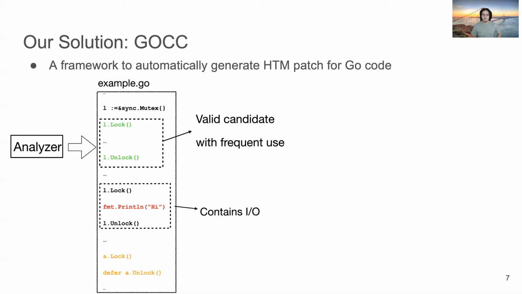Then let's look at this region that contains the red instruction. We know it's an IO. Then this lock should not be transformed with HTM. Otherwise, the HTM is guaranteed to fail.